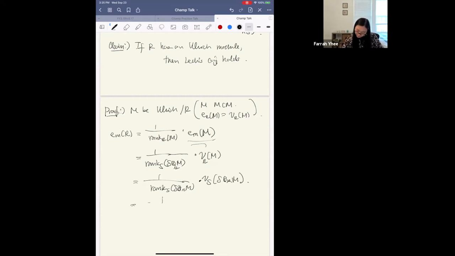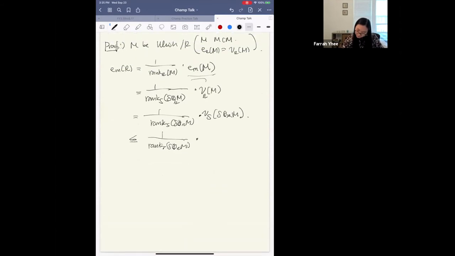And of course, because M is Ulrich, I can switch this multiplicity of M to the number of generators with respect to R. So now I have 1 over rank_S of S tensor_R M, times the same thing. This is going to be less than or equal to 1 over rank_S of S tensor_R M times the multiplicity of, I'll just write it as S of this. And again, using the same trick as before, this is just the multiplicity of S. So I'm using the Ulrichness precisely here, and the rest just follows through.